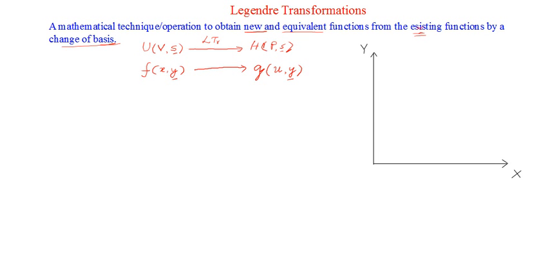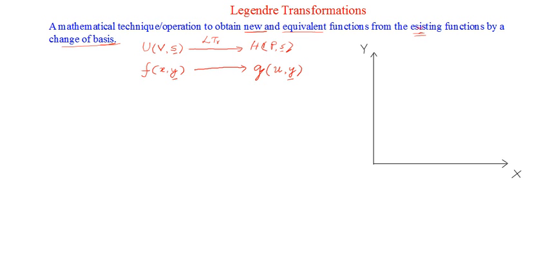So there is a relation between f and g. The information that is hidden in the function f will also be available with the function g, but in some other form, and we have to understand how it is obtained. Now you can't choose any desired function.